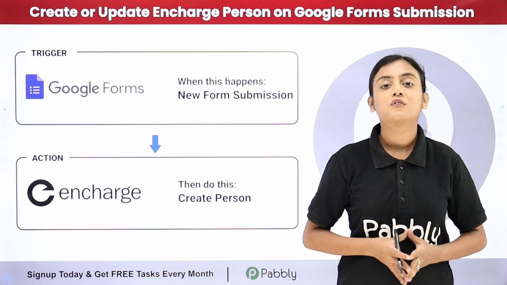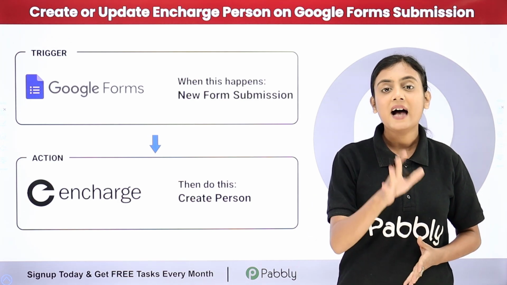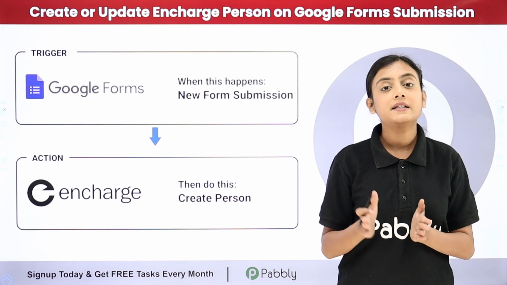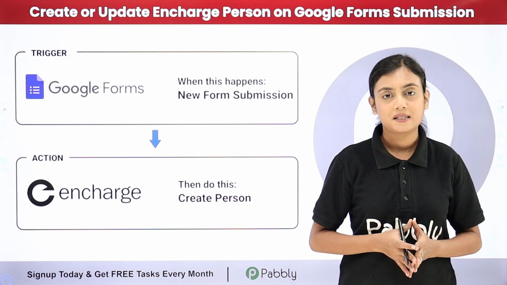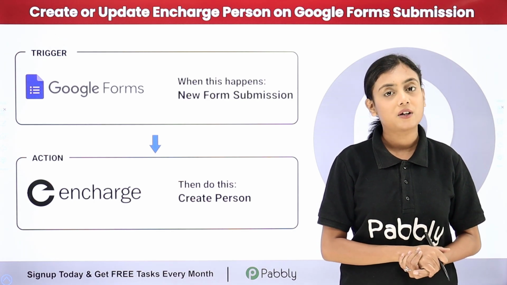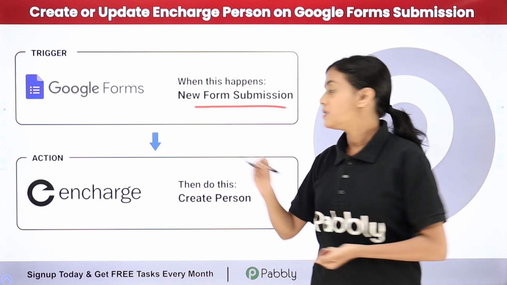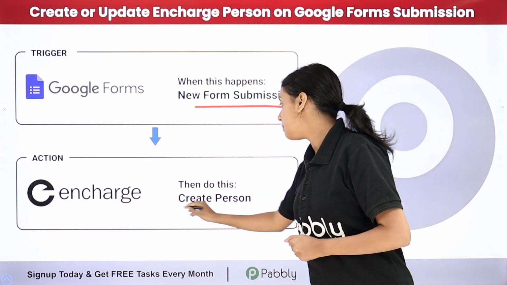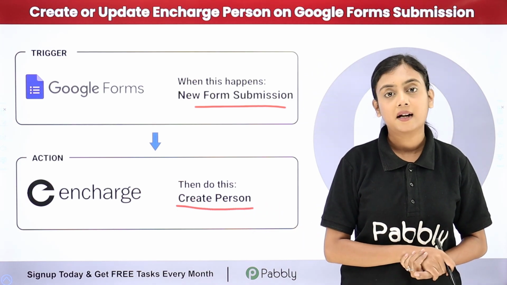So I am an owner of a digital marketing agency and using Google Forms, I collect the data of my leads. And for my email marketing tool, I use Encharge in my business. Here what I want is that as soon as a potential customer or client does a new form submission using Google Forms, I want to create that lead as a person in my Encharge account in my email marketing list.